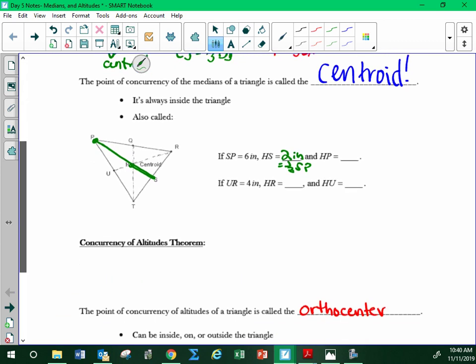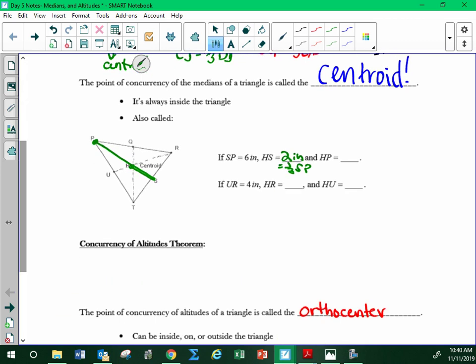Okay, so HS is 2 inches. How much would the measure of HP be? 4. 4 inches. Good. And again, that's because that was 2/3 of the whole thing. Okay. So it's nice when the number is a multiple of 3. Divides out really nicely. But we don't live in a world only of multiples of 3, as great as that would be. So let's take a look at the next one.